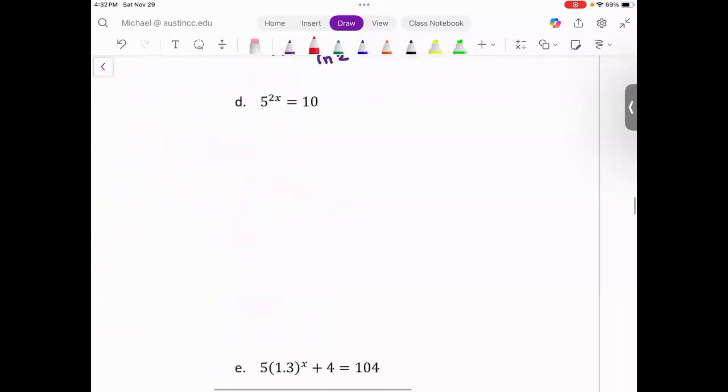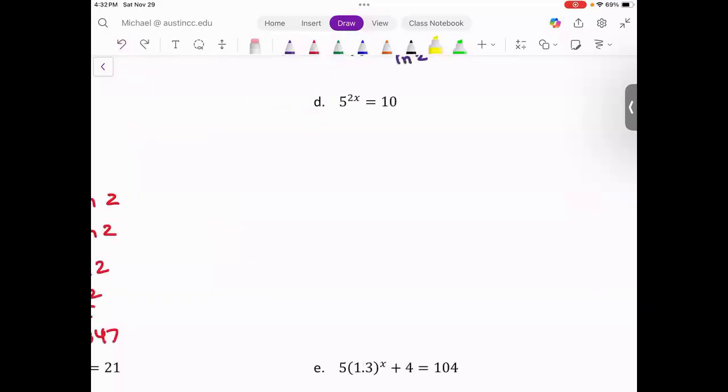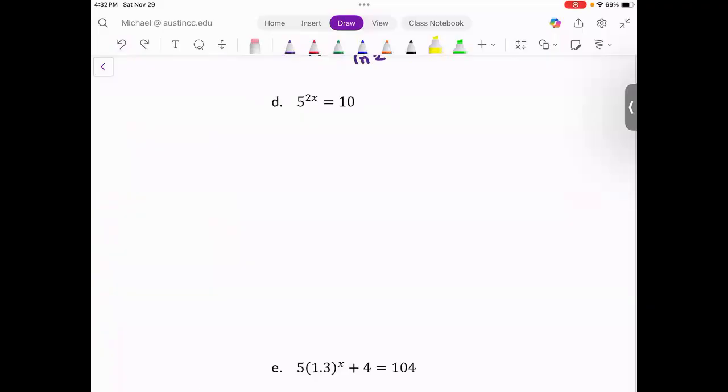Next one, 5 to the 2x equals 10. So here we want to do that same thing. We want to take the logarithm of both sides. We could do a natural log, but here we've got this 10. And so if we did a log base 10, then that would make that right side of the calculation a little easier. So let's do a log base 10.